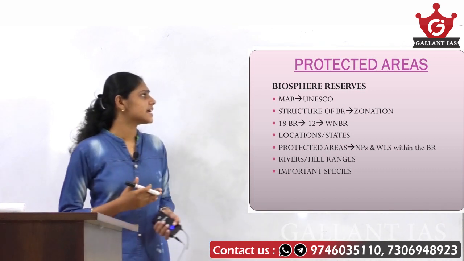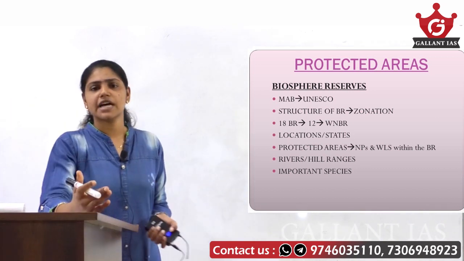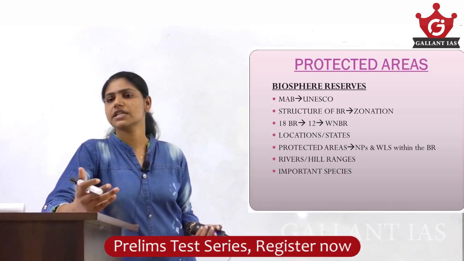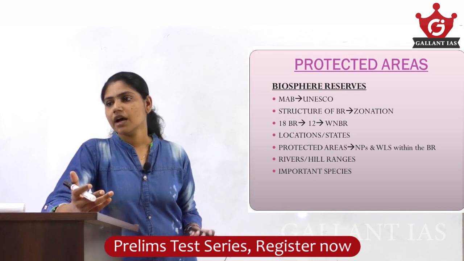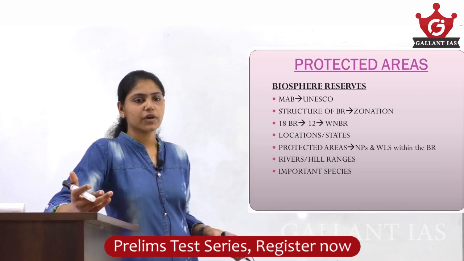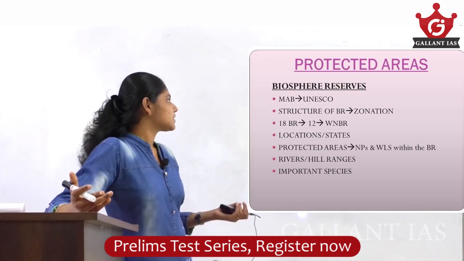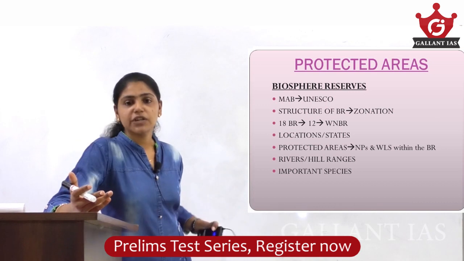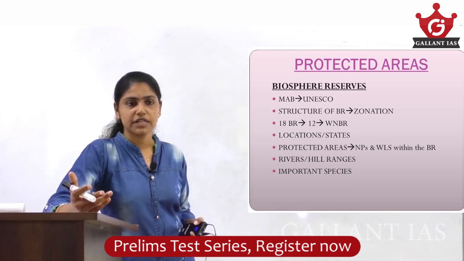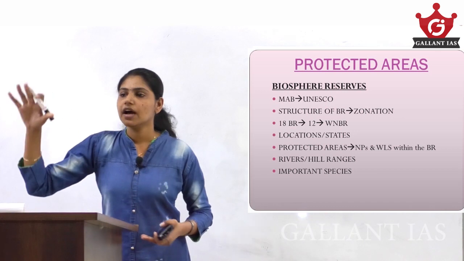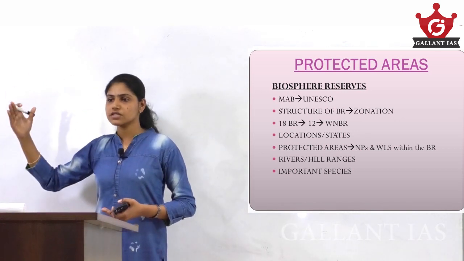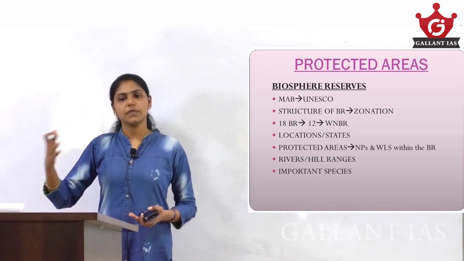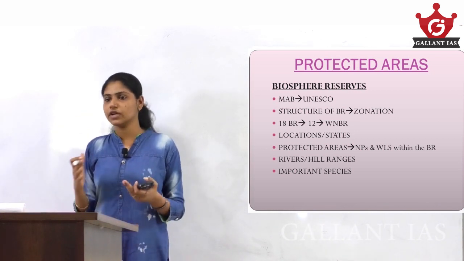In protected areas, in our class we started off with Biosphere Reserves. Biosphere Reserves are designated under the Man and Biosphere Programme of UNESCO. Under Biosphere Reserve, you need to study the structure of a Biosphere Reserve, its zonation. It is zoned into three different zones: core, buffer, and transition. That zonation you need to keep in mind.